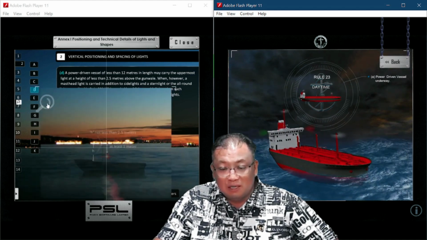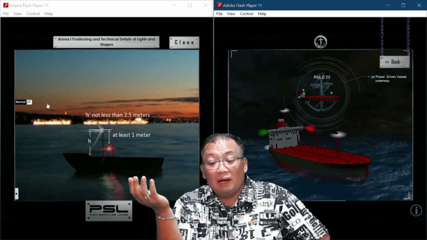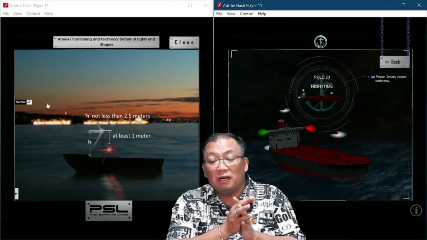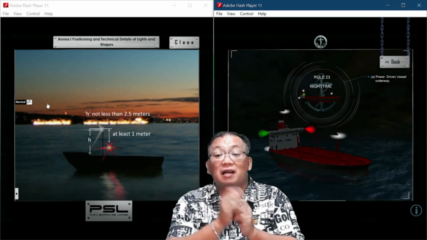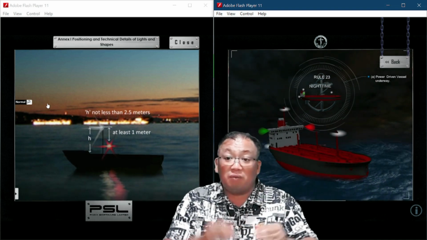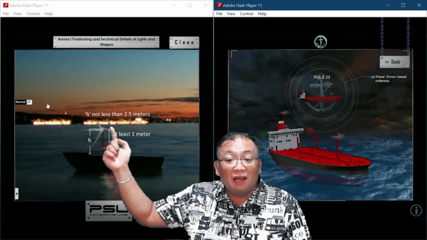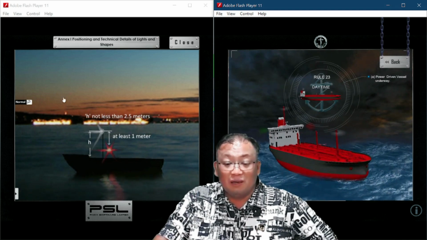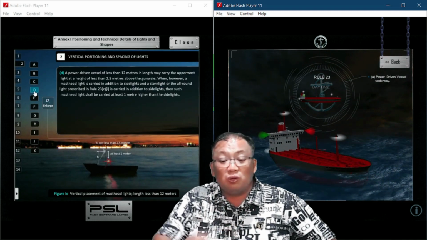So, okay, let's see this one. In a smaller vessel, the height above the hull of the masthead light is what we call H. But should you carry a side light, even if you're a small vessel, the minimum distance between the side light and the masthead light should be at least 1 meter. Okay, so that is in 2 Delta, Annex 2 Delta.